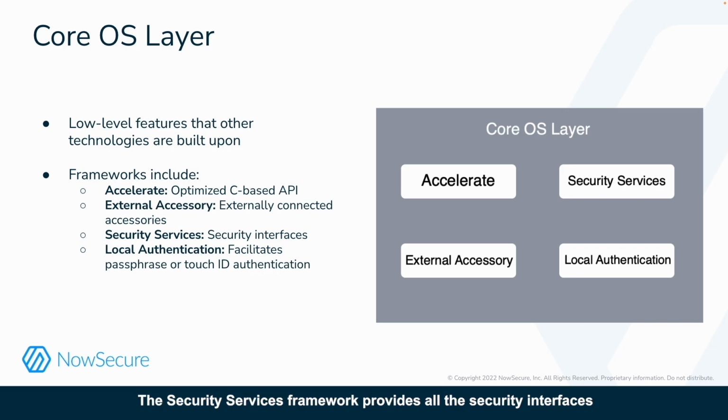The Security Services framework provides all the security interfaces you would expect to find on a device that can connect to external networks, including certificates, public and private keys, trust policies, keychains, encryption, digests, and hash-based message authentication code. The Local Authentication framework provides capabilities for requesting a passphrase or Touch ID authentication from users.